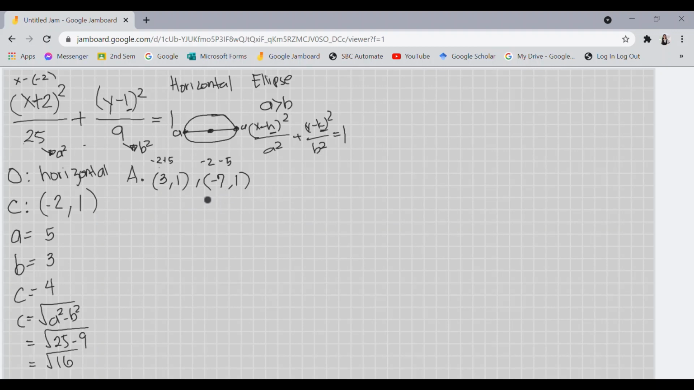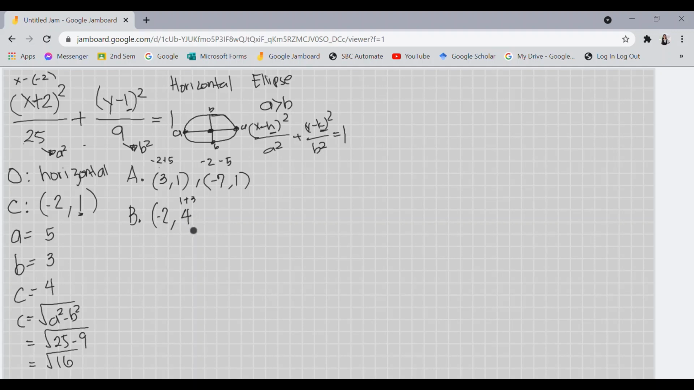Okay? And then, for your co-vertices, which is in terms of b, 3 naman po tayo. Horizontal tayong ellipse, meaning your b is on your vertical minor axis. So, andito naman ang b, sa taas at sa baba. Okay? So, pag pataas at pababa, ito namang y ang magbabago. So, by computation, copy the x-coordinate, kasi galing ka sa center pataas, negative 2, 1 plus 3. 3 naman yung i-add natin since pataas tayo ng 3.